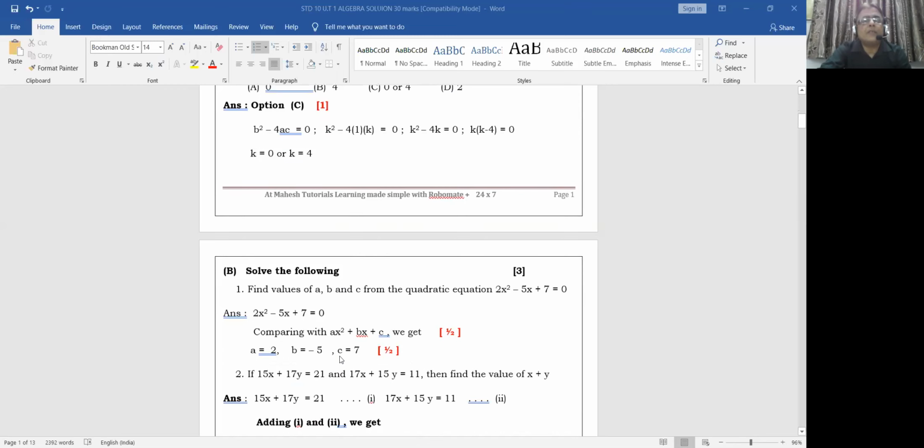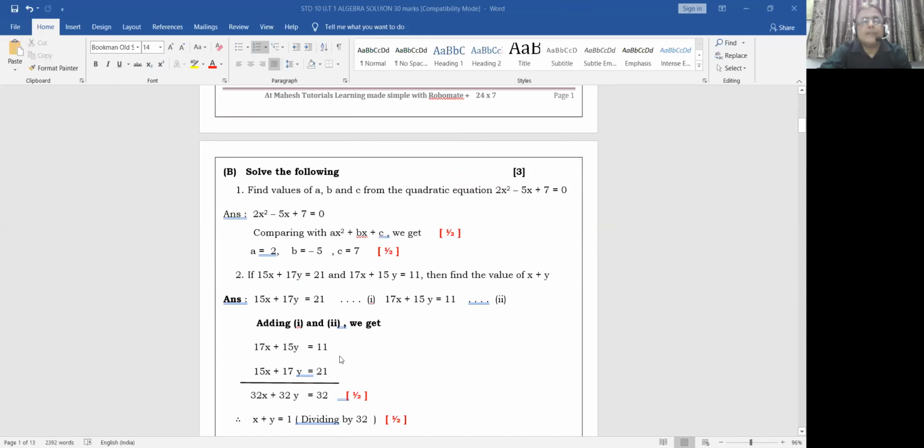Next one. Let us move on to question number 1B. 3 questions, 3 marks. Find the value of a, b and c from the following quadratic equation, 2x square minus 5x plus 7 equal to 0. If you have written this step, comparing with ax square plus bx plus c equal to 0, give half mark. If you have written all the 3 values correct, a equal to 2, b equal to minus 5 and c equal to 7, all 3 are correct, then give half mark. If one of them is wrong, don't give any marks. Only half mark will be given for comparing.